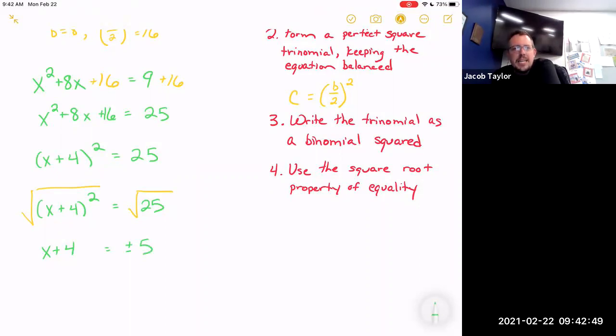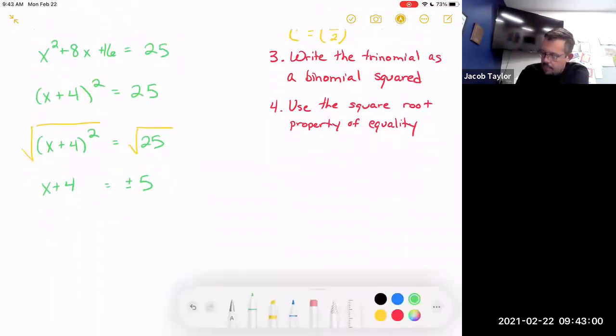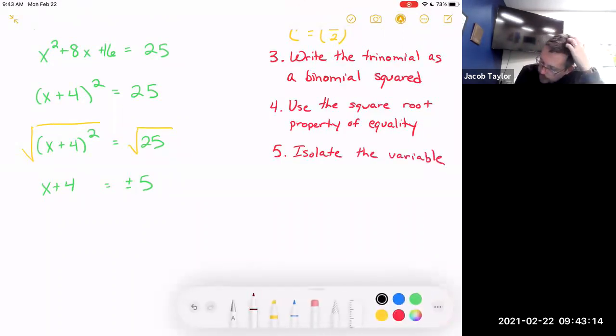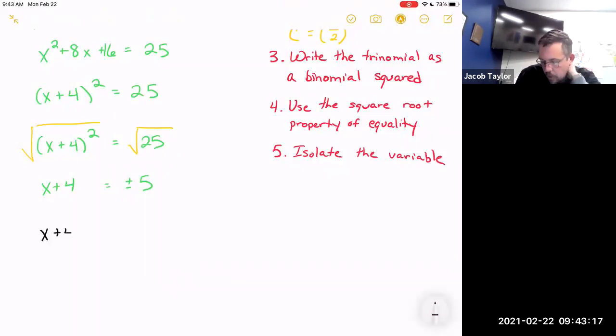This shouldn't really come as a big surprise to us that we're going to have a plus and a minus, because pretty much every other quadratic we've solved has had two answers. This one's also going to have two answers. That brings us to the final step of our process, which is isolate the variable, and we have two equations to solve. Equation number one is going to be x plus 4 equals positive 5. And equation number two is going to be x plus 4 equals negative 5.